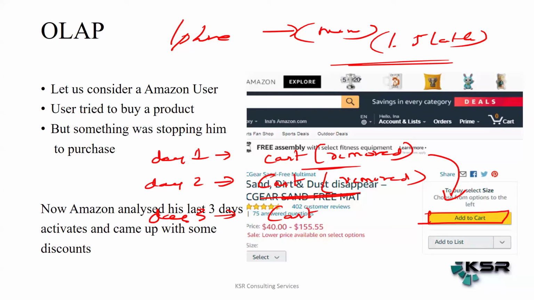I only researched. Then finally I decided, this is overpriced for me. I'm not going to use this much, so let me drop the plan. So the third day also, I added to the cart and I removed from the cart. Now what I'm talking about is from a customer perspective.